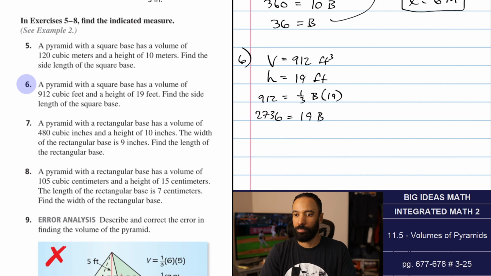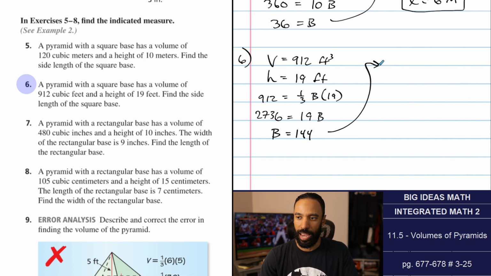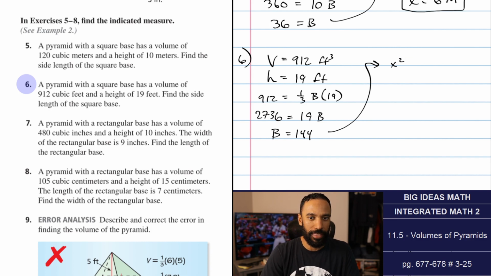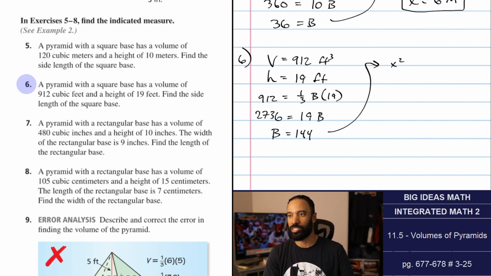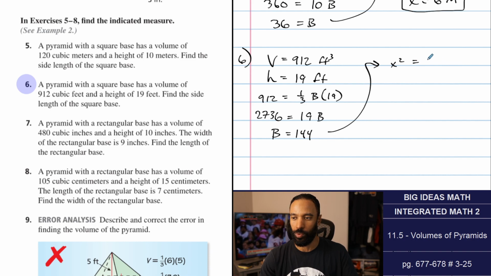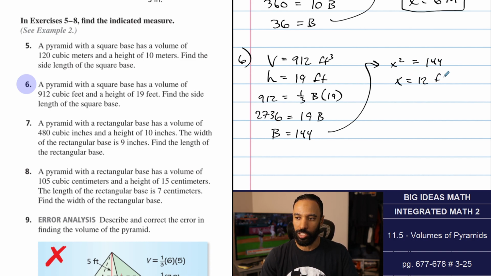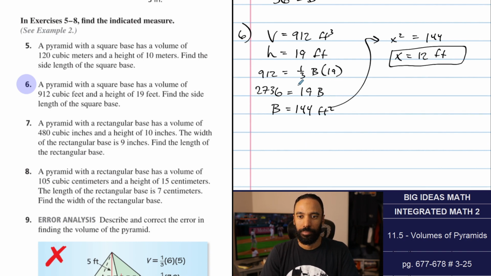And we get 144. So area of base is 144. That means that x squared, they said find the side length. Yeah, it's the same exact kind of question. So if your teacher gives you one and the other straight up, I think you're good to go. So x is the square root of that. We're talking 12 feet. This was square feet, better. 12 feet for side length.